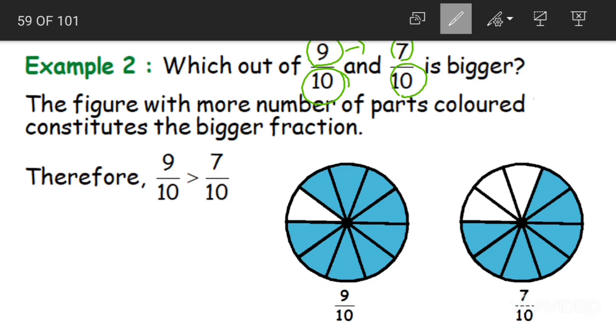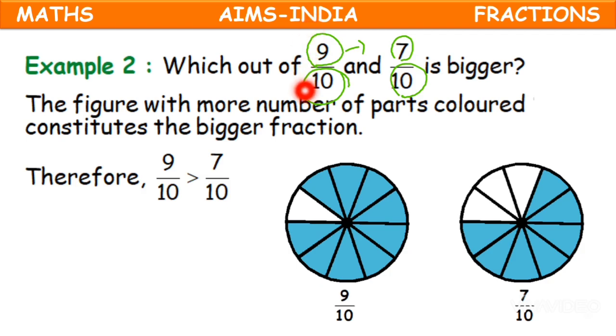The figure with more number of colored parts constitutes the bigger fraction. Here, which is having more number of colored parts? 9 by 10. In 9 by 10 we are having 9 colored parts, but in 7 by 10 we are having only 7 colored parts. So what can we say? 9 by 10 is greater than 7 by 10.